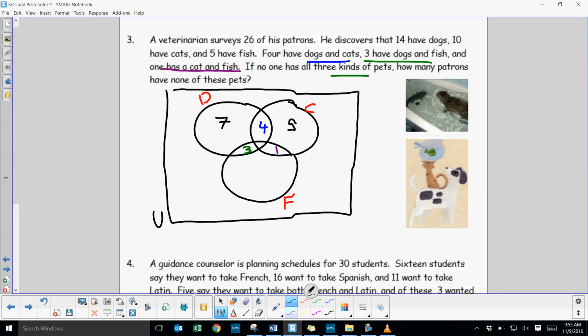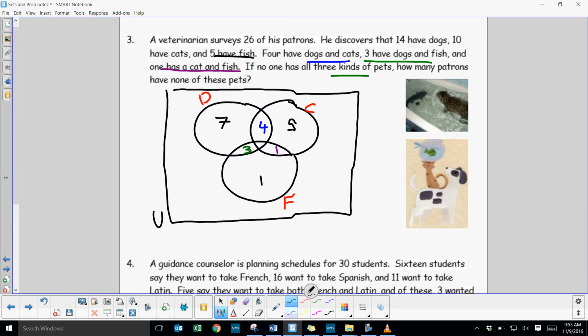And let's see. And also we need to work out, we're told also, 5 have fish. So it's hard to keep track of it all. Sometimes you have to keep reading over the paragraph. 5 have fish. In the fish circle, there's already a 3 and a 1. So there's got to be 1 out here that have fish.